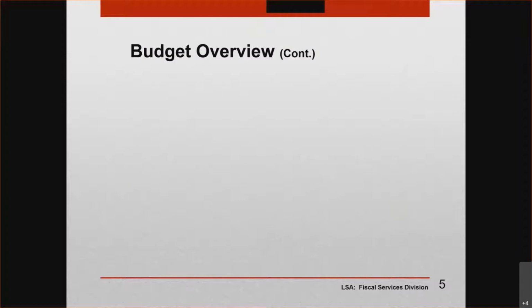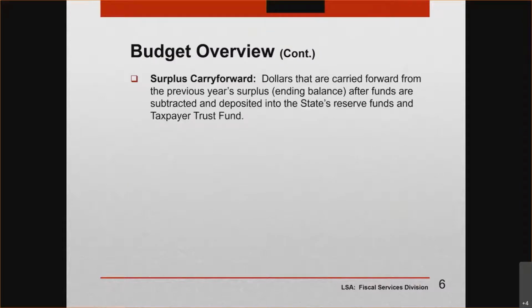A couple other concepts under the budget overview I want to touch on is the surplus carry forward from the general fund. These are dollars that are carried forward from the previous year's surplus, what we call the ending balance. They're carried forward after funds are subtracted from that surplus and deposited into the state's reserve funds and the taxpayer trust fund. Actually, it's the taxpayer relief fund, typo.